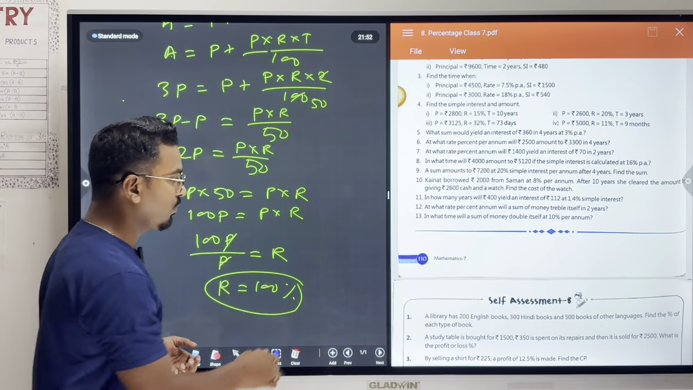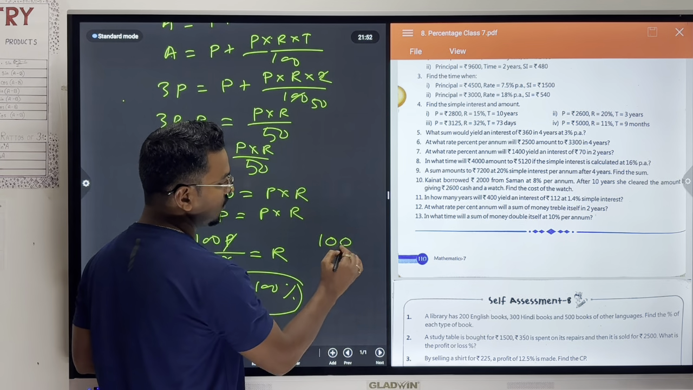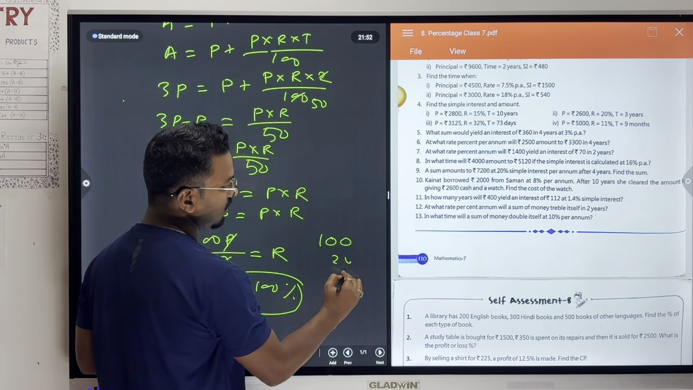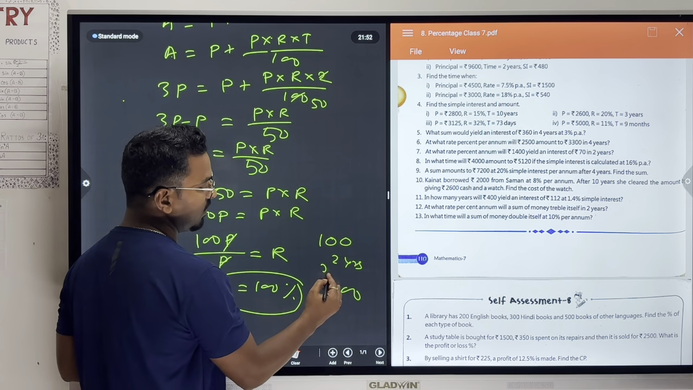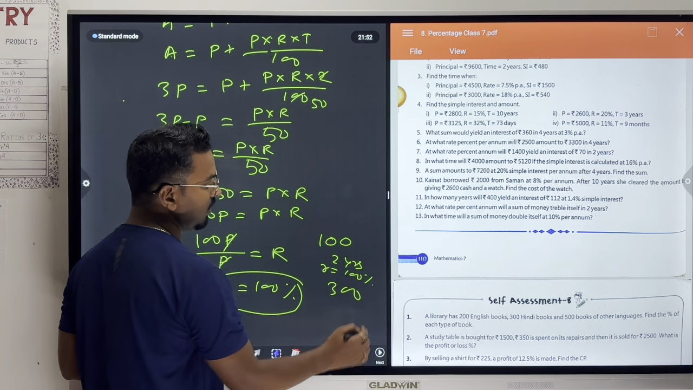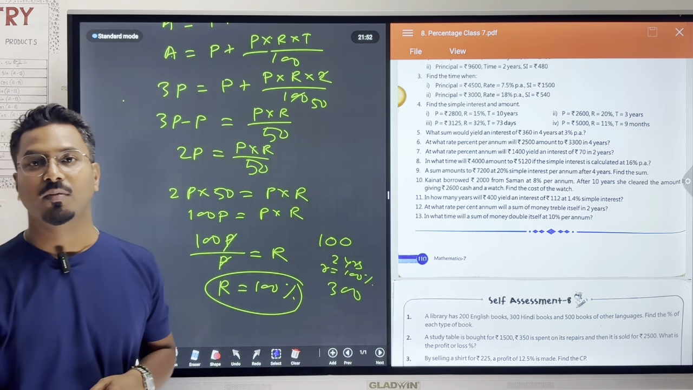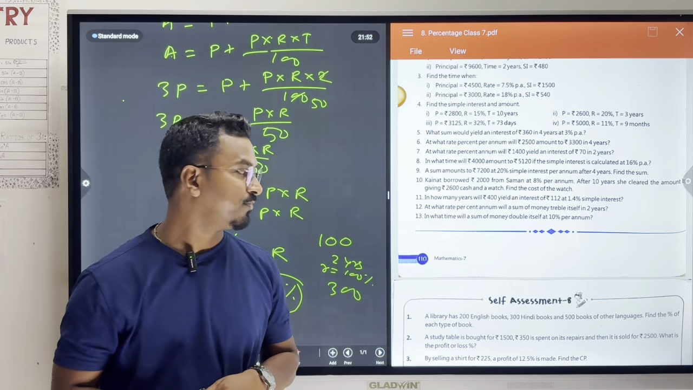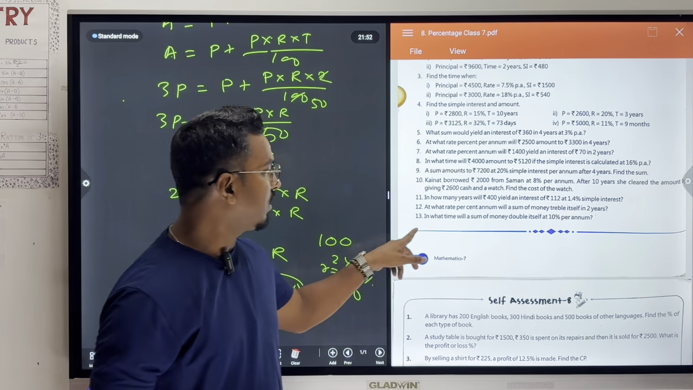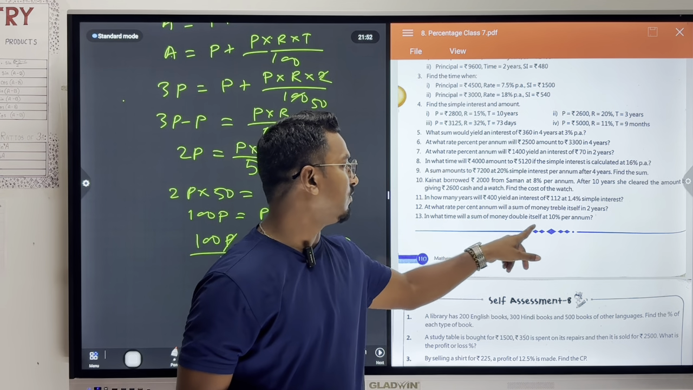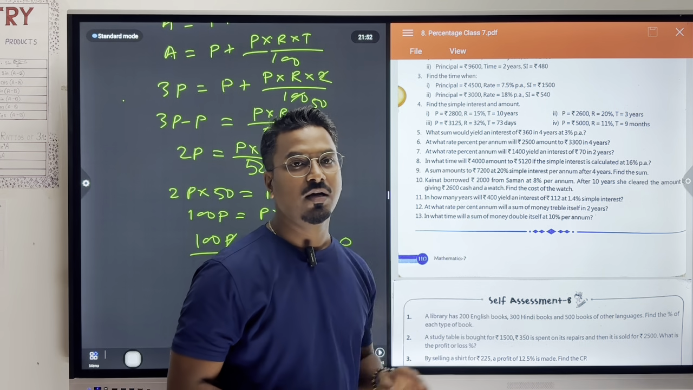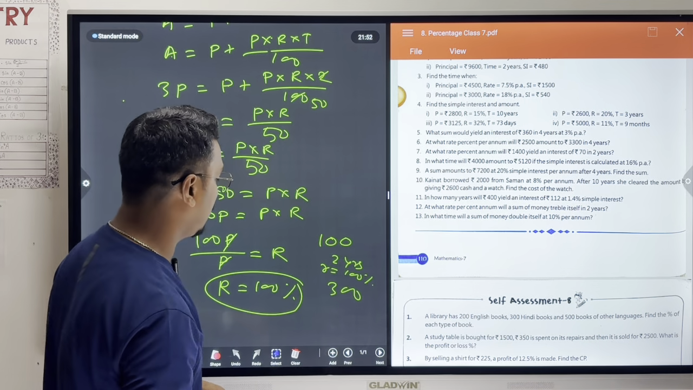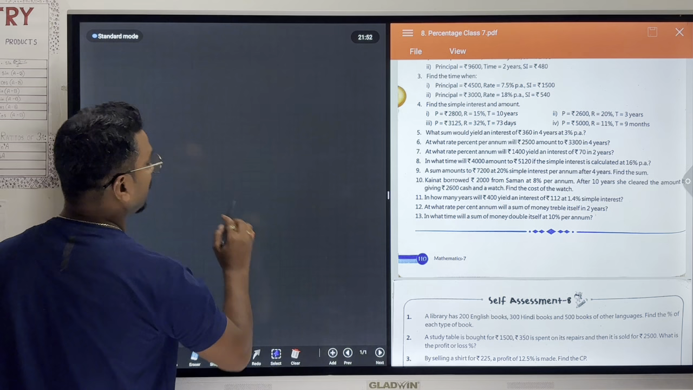Suppose you are paying 100 rupees. After 2 years it should become 300 rupees. So what should be the rate of interest? Rate of interest should be 100%, then only it will become 3 times. Okay. In what time will a sum of money double itself? It is similar to this. Here you have to find the rate and here you have to find the time. Okay, let me do the last one also. Question number 13.